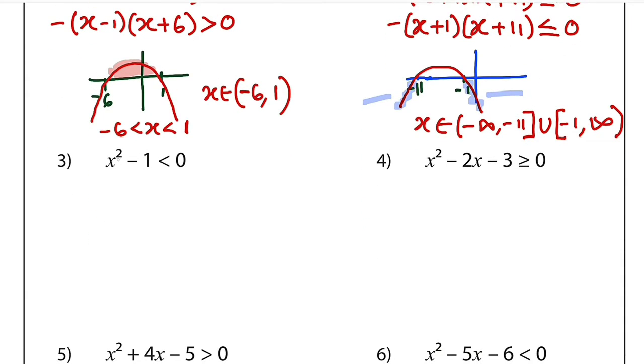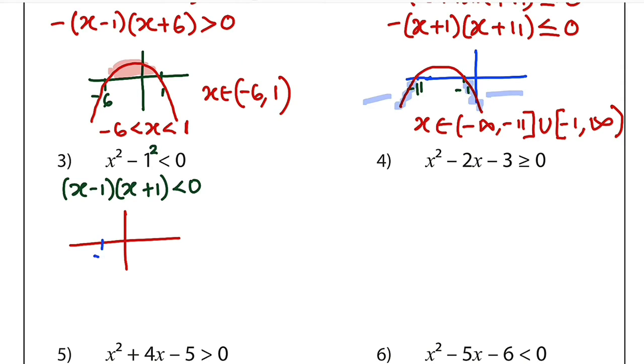Problem number 3, you should know that this is difference of 2 squares because 1 can be written as 1 squared. So this is difference of 2 squares that can be factorized as x minus 1 multiplied by x plus 1, right? Less than 0. So the roots will be 1 and minus 1. So let us do that.